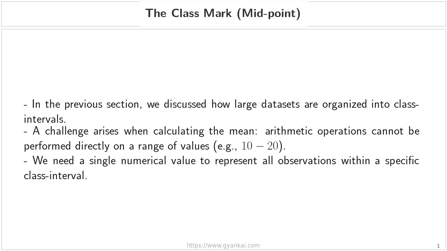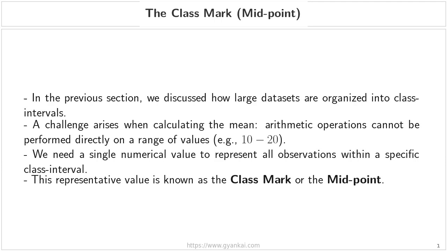Because of this, we face a challenge. We need a way to find a single, specific numerical value that can act as a representative for every single observation tucked away inside that specific class interval. We need one number to stand in for the whole group. This essential representative value is what we call the class mark, which you might also hear referred to as the midpoint. Over the next few slides, I will show you exactly how we find this value and why it is so crucial for our upcoming calculations.